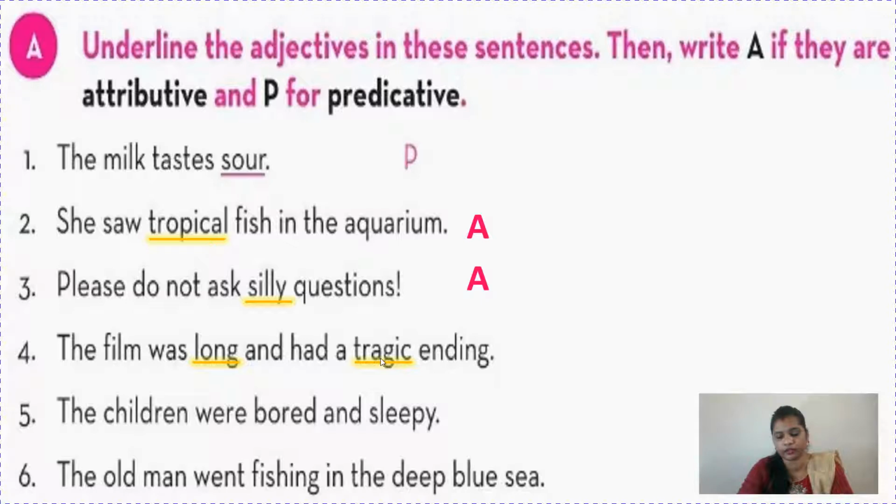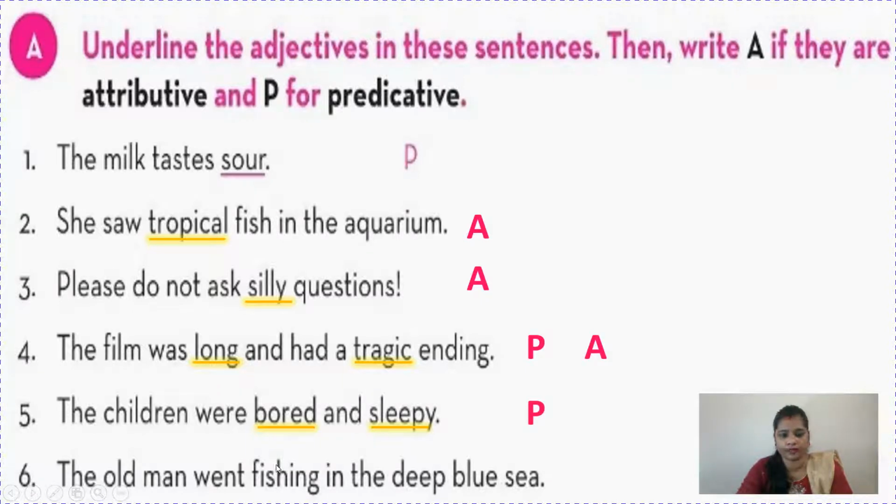The film was long. Okay, so the long is placed after the noun, so it is predicative. And tragic ending, here children, ending is a noun and tragic is placed before the noun, so it will become attributive. Now, the children were bored and sleepy. Children is a noun and bored and sleepy are adjectives. They are placed after the noun, so they will become predicative.